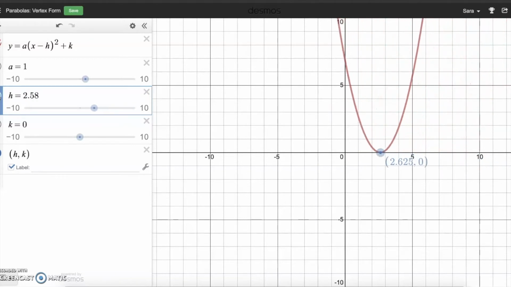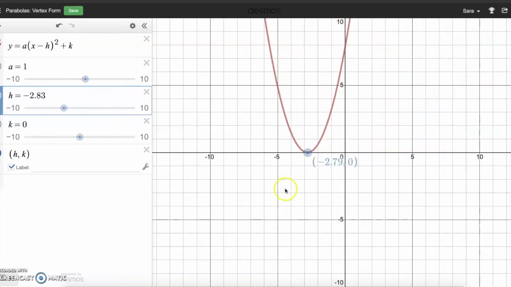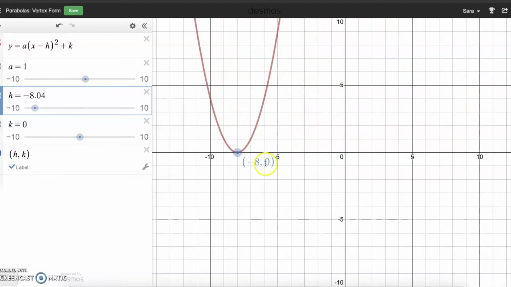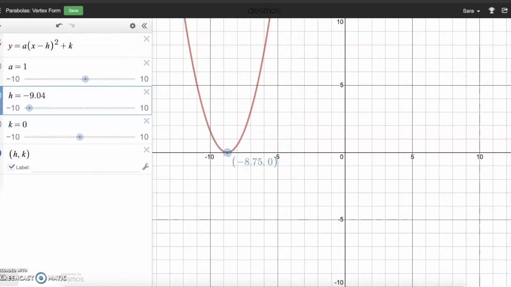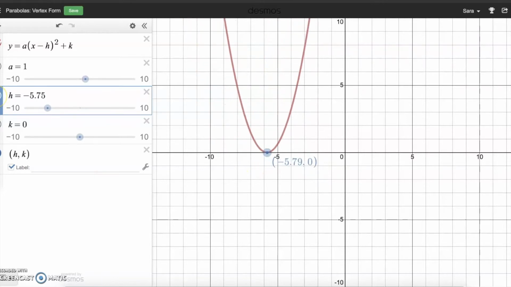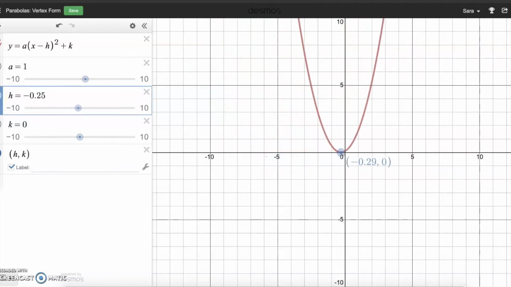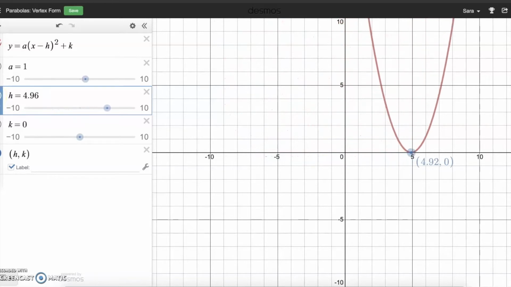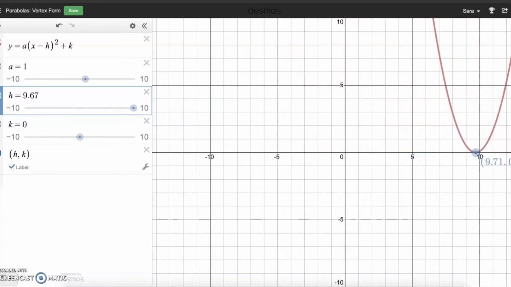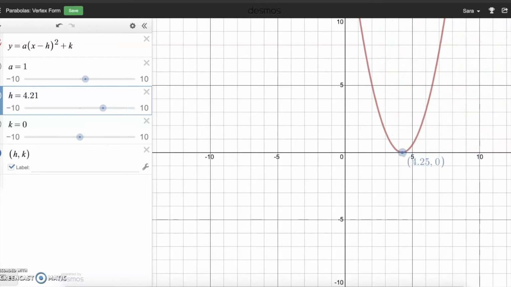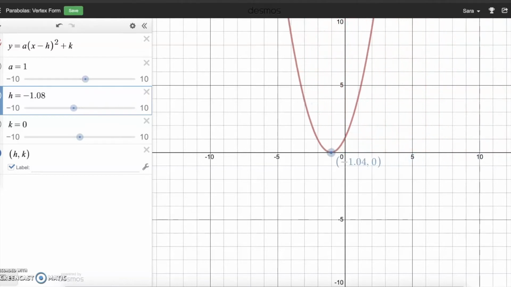I'm only changing the h value. Notice also that the x value of the vertex is the only thing that's changing. So h is moving the parabola left and right only. Notice it's not moving up or down. It's only shifting either left or right.